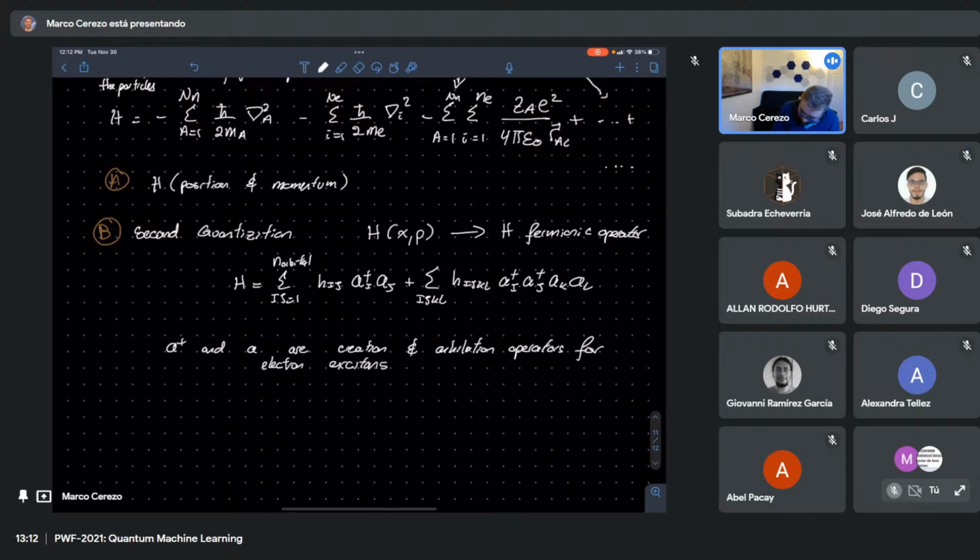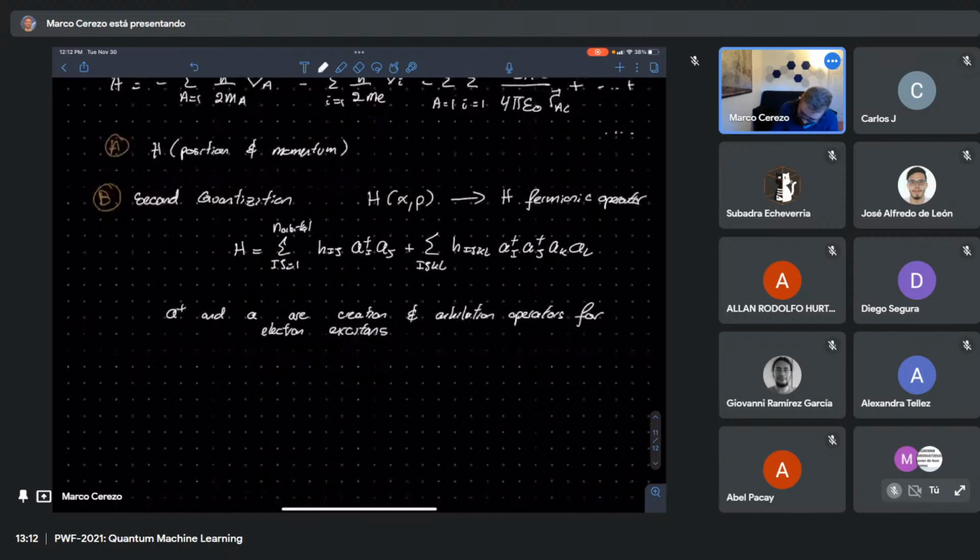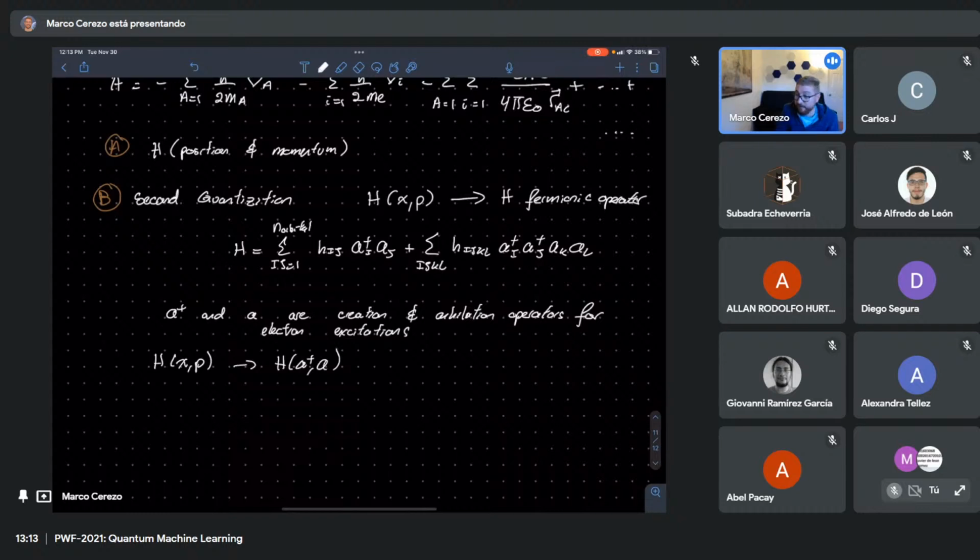Now we've taken a small step. Excitations. Oh, I wrote excitations very poorly. Let me just go back. And we've managed to map H as a function of X and P to an H as a function of A dagger A. Is this something that my quantum computer can work with? Still no, because what am I doing here? I have a Hamiltonian that is expressed in fermionic operators, and the qubits in my quantum computer are definitely not fermions. So I need to do something else.